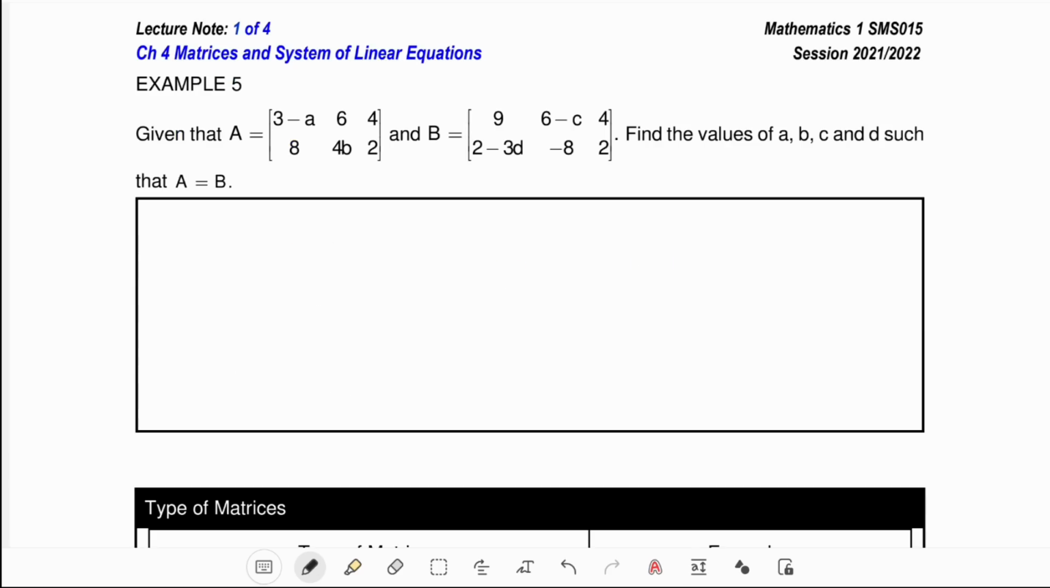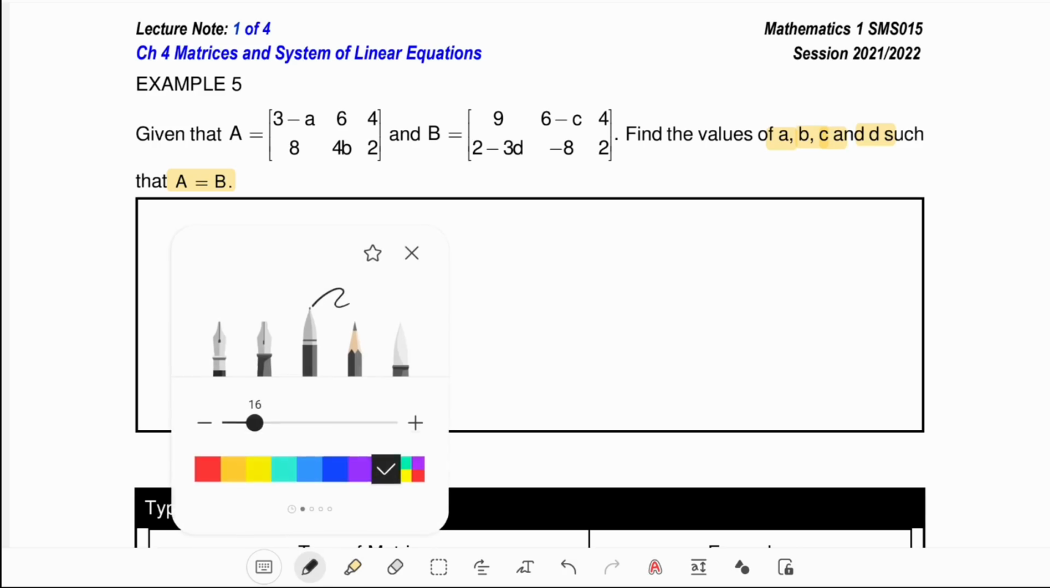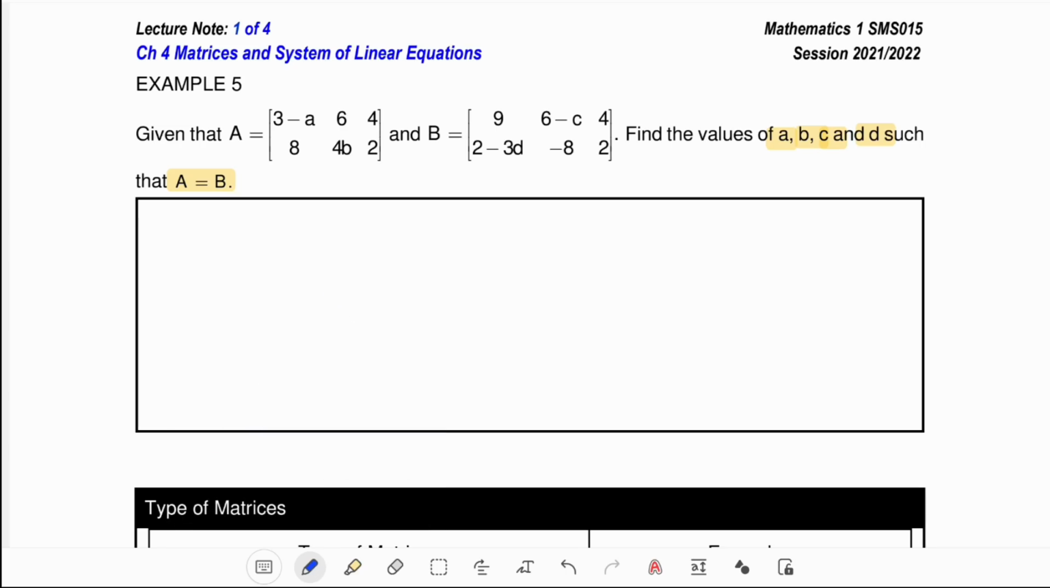Okay, for example 5, you are given matrix A and matrix B with the same dimensions. Find the values of A, B, C, and D such that A equals B. So this is the equal matrix. How are you going to find all of these values? What you need to do is compare and equate these two matrices. I'm going to write down matrix A, which is 3 minus a, 6, 4, 8, 4b, 2, equal to 9, 6 minus c, 4, 2 minus 3d, negative a, and 2.